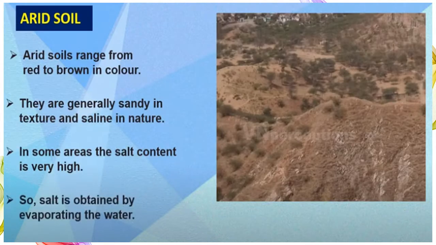Arid soil. Arid soils range from red to brown in color. They are generally sandy in texture and saline in nature. Saline means salty in nature. In some areas, the salt content is very high and common salt is obtained by evaporating the water. For example, the Sambhar lake in Rajasthan, where the salt content in the soil is very high, by evaporating the water from the Sambhar lake, they extract the salt.